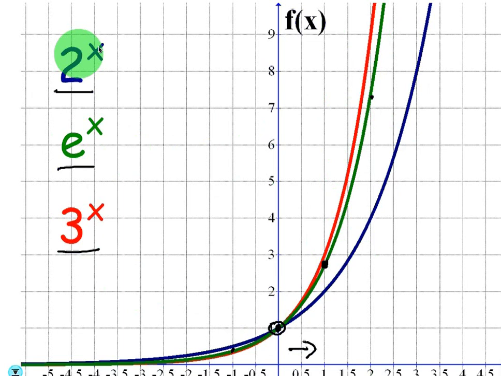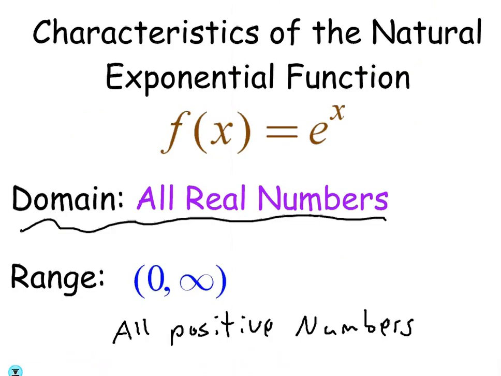So let's fill in some characteristics about e. Can anybody tell me what the domain is going to be for e to the x? Good, all real numbers. Why? Because it's an exponential function. You can plug in anything and get something back, just like 2 and 3. We're doing 16a. The range is going to be 0 to infinity, just like the other ones.